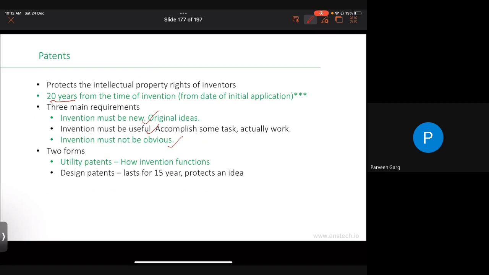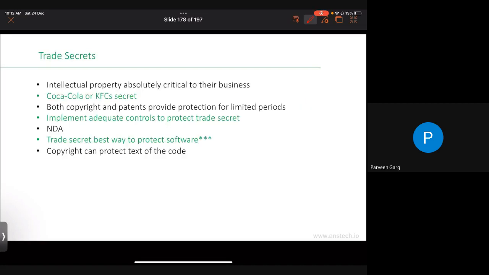There are two kinds of patents: utility patents and design patents. Design patents last for 15 years. It protects an idea. So you have a design, and you say this design can be implemented, but it may not be implemented on the ground. You file for a design patent, and it protects for 15 years. But it's not a very good way to protect an invention. Utility patents are more functional.